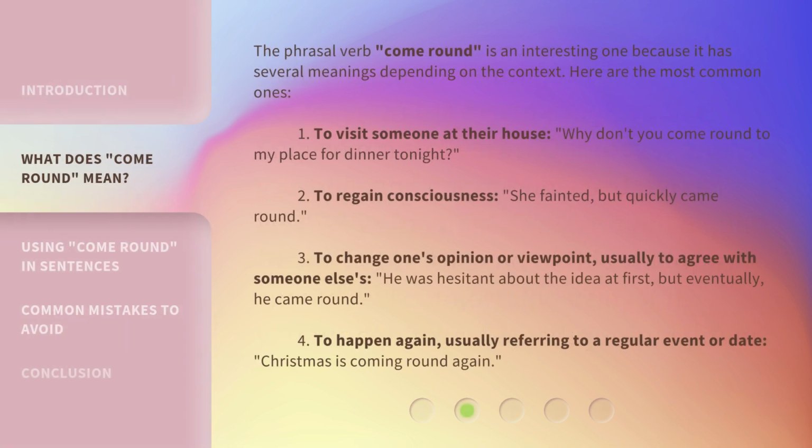The phrasal verb, come round, is an interesting one because it has several meanings depending on the context. Here are the most common ones. 1. To visit someone at their house. Why don't you come round to my place for dinner tonight? 2. To regain consciousness. She fainted, but quickly came round.